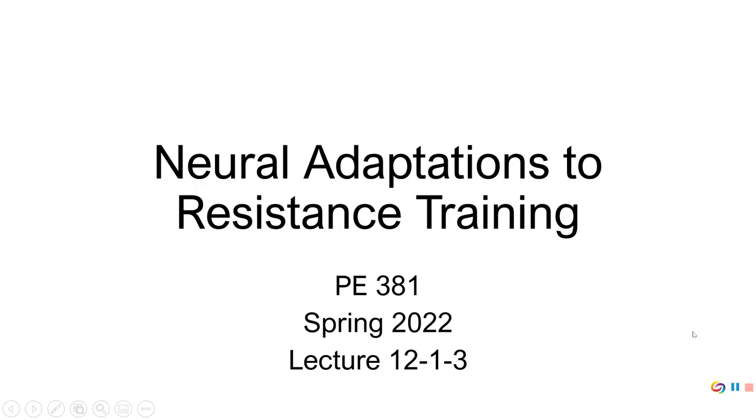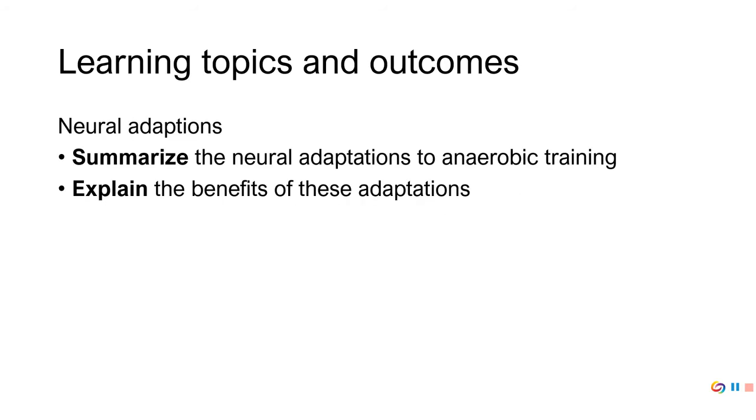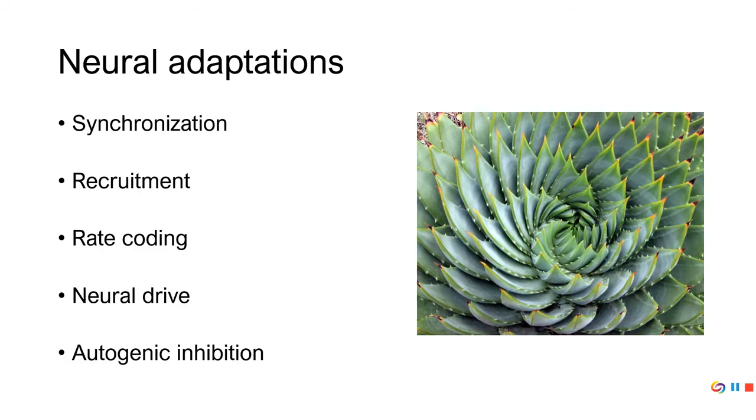All right, so we're going to talk about neural adaptations to resistance training. Two simple outcomes, kind of generic and vague, because there's 5 or 6 adaptations that we're going to talk about. Looks like 5 things: synchronization, recruitment, rate coding, neural drive, and autogenic inhibition.